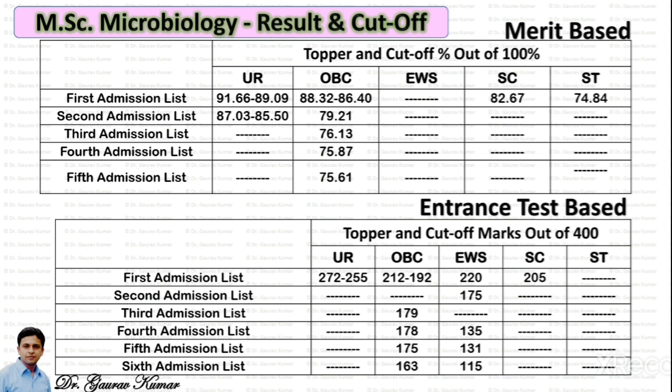While in the SC category, the candidate selected got around 205. In the EWS, the candidate got around 220, and in the OBC, the range was 212 to 192 in the first admission list. You can take a screenshot of this so that you can always have an estimate with you, so that you can prepare accordingly.